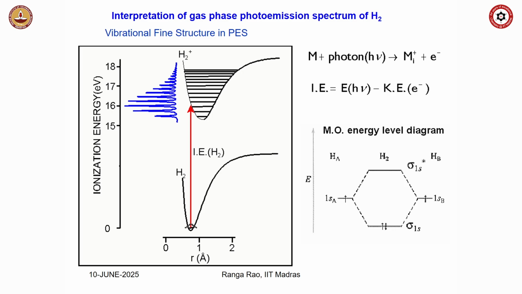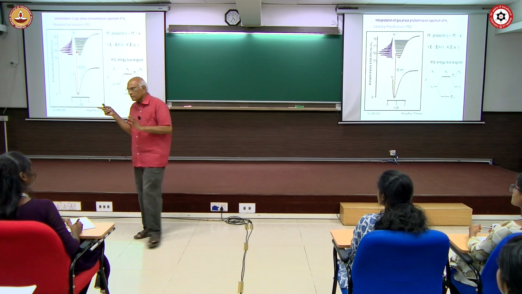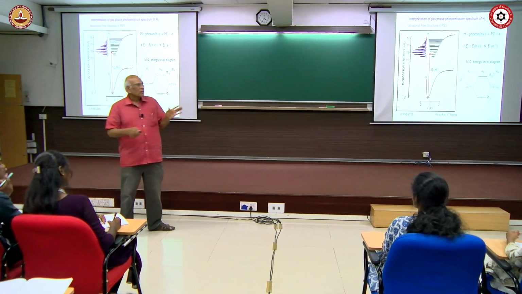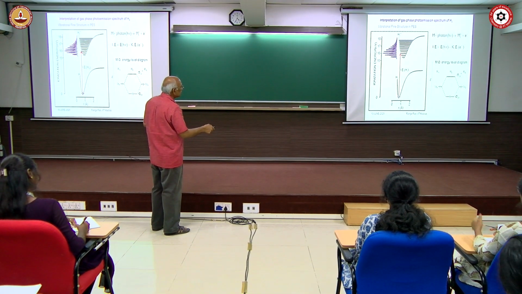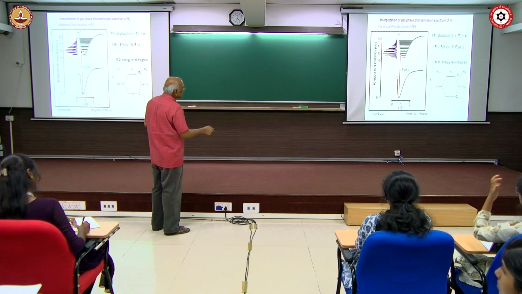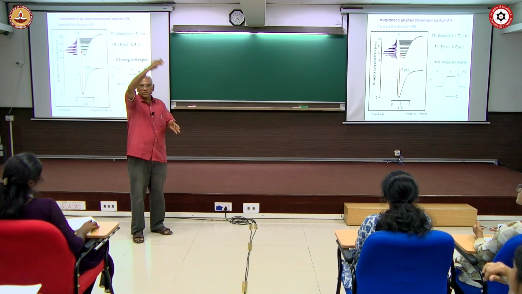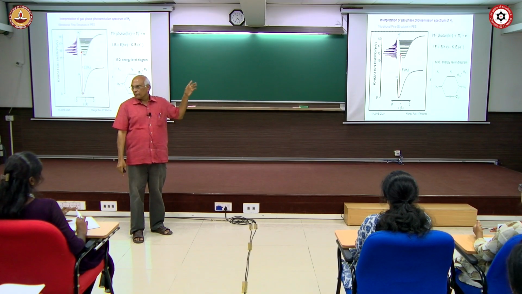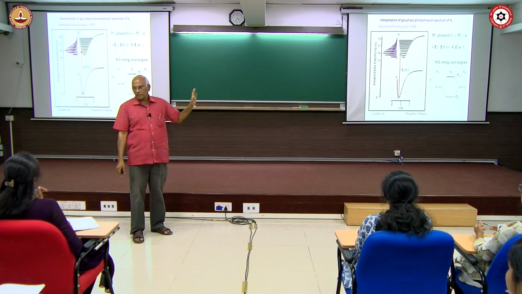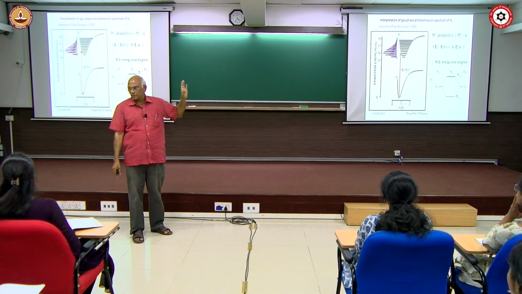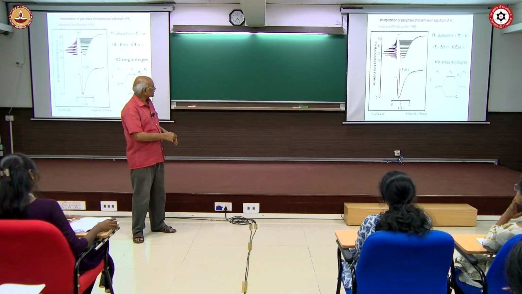This follows the Franck-Condon principle that we have learned in UV-visible spectroscopy. From here it goes to here. Suppose it starts somewhere on this side or that side, it will end up somewhere here and here. But the most intense peak comes from the transition here, and all others have smaller peaks. So it gives you a vibrational progression. If you record the ultraviolet photoemission spectrum of the hydrogen molecule, you get a spectrum something like this.